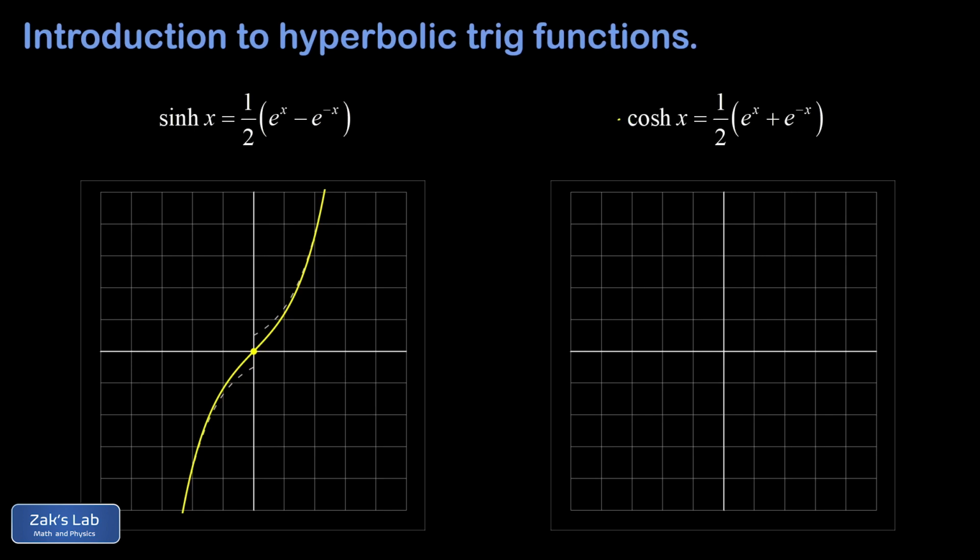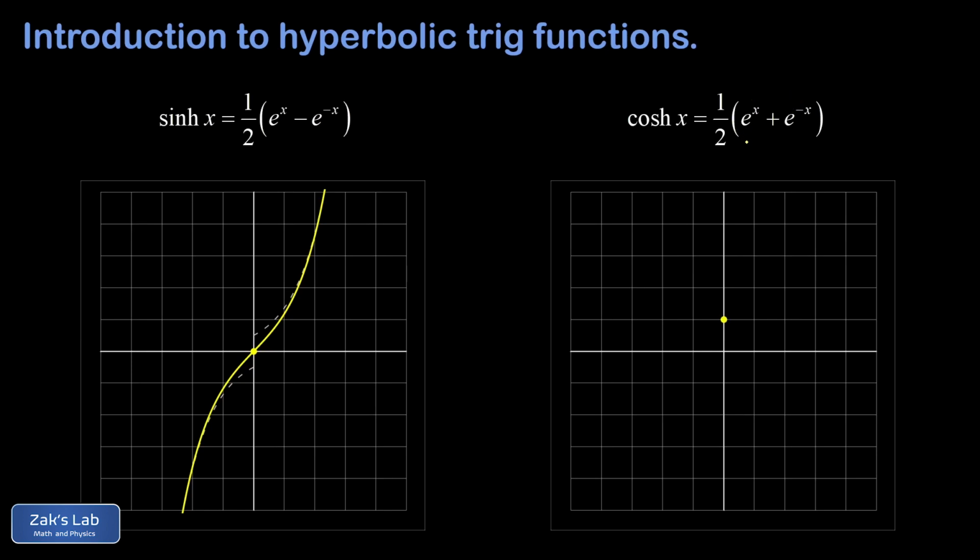Finally, we're going to produce the graph of the hyperbolic cosine function. And we're going to start out the same way. I want to evaluate cosh of 0. When I sub in 0 for x in these two terms, they each become 1. 1 plus 1 is 2, and half of that is just 1. So the cosh of 0 is 1.